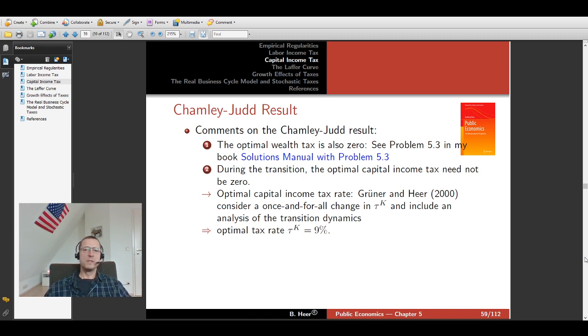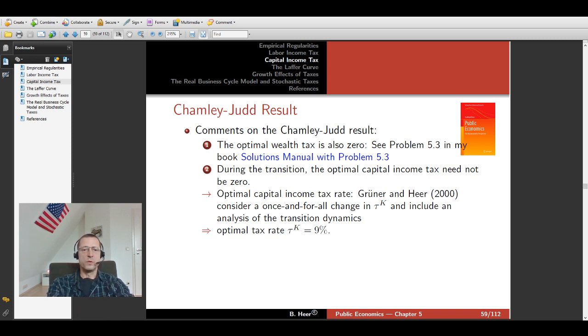Now let me give you a couple of comments on the Chamley-Judd result. First one, the optimal wealth tax is also 0. So if you assume that you tax wealth at a rate tau v, for example, then you can show that this tax should also be 0 in the long run. You can look at this proof in my solution manual, where I have solved problem 5.3 of my book. You can download this solution manual from my homepage as well.